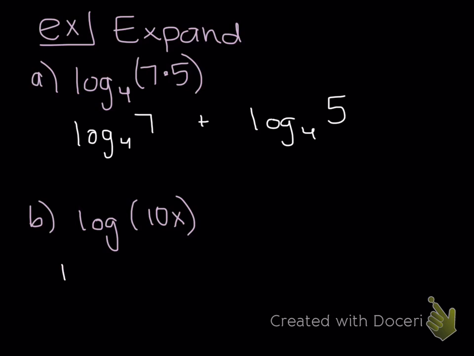Letter B, this will become log base 10 plus log of x. And remember, when there's no value there, it's implied that the base is 10. And we've talked about in yesterday's lesson, if the base and this value are exactly the same, that this is equal to 1 plus log of x. Again, the other way to think about it is 10 to the what power gives you 10, and that's where the 1 comes from. So that's expanding with the product rule.